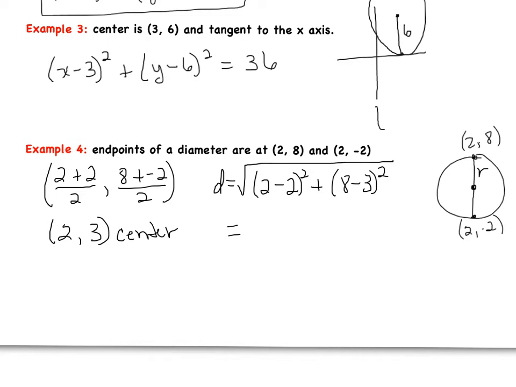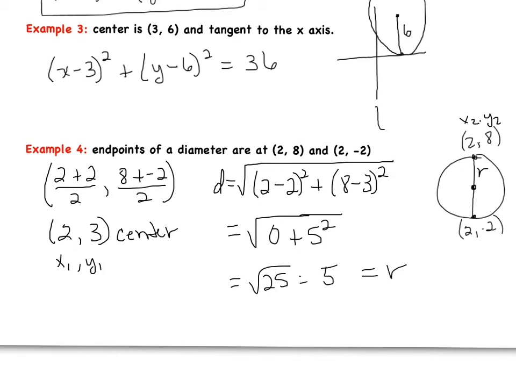I'm using the point on the circle as my x2, y2, and the center as my x1, y1 to find the distance. So 2 minus 2 is 0, so 0 squared is 0, plus 8 minus 3 is 5. So 0 plus 25, the square root of 25 is 5. And then that is our radius.